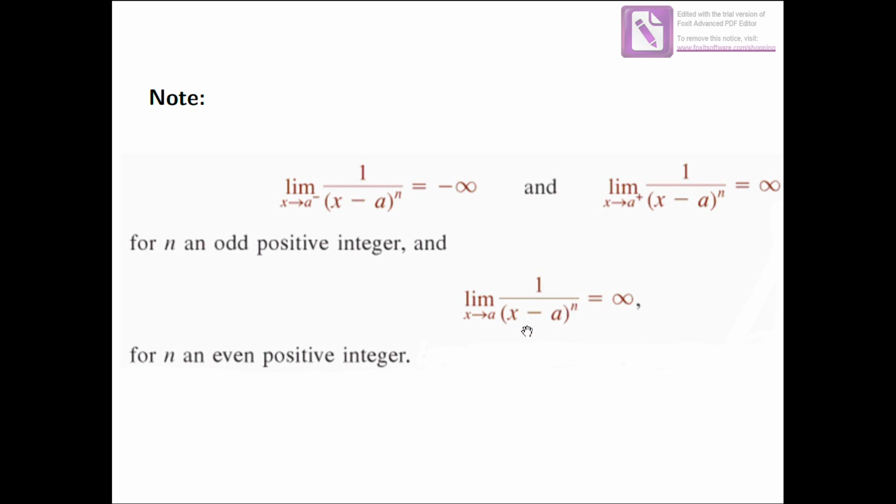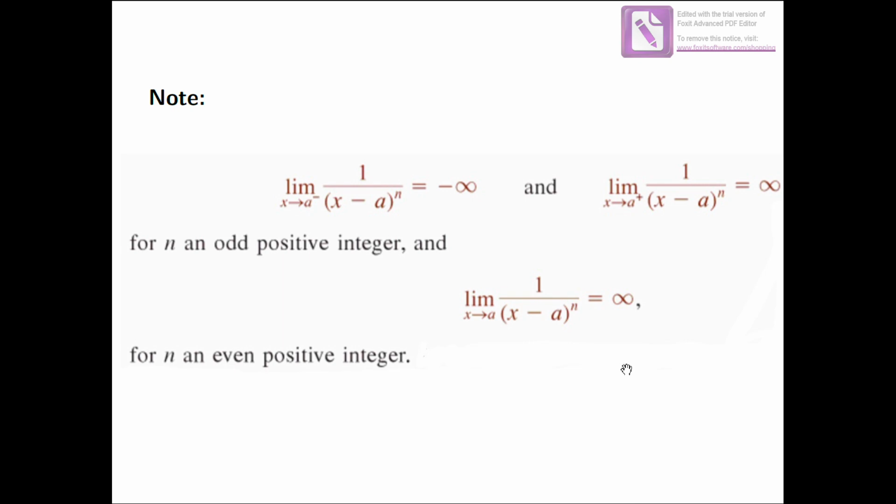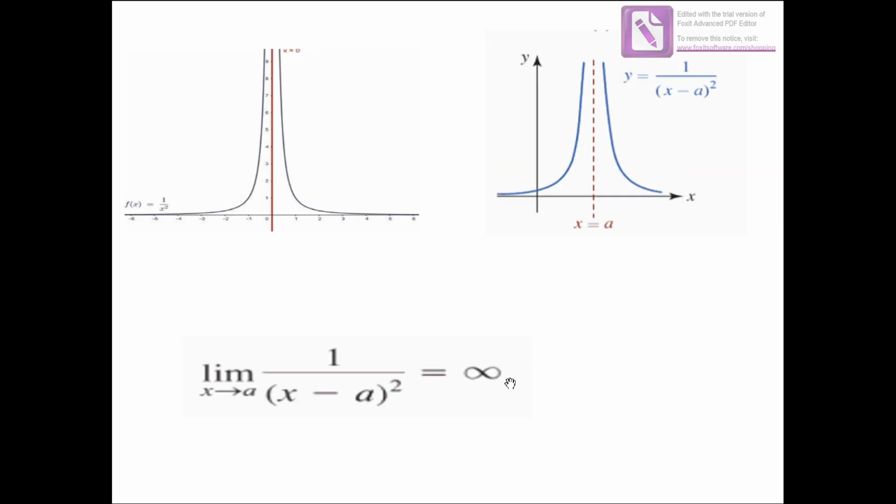Whereas if you have the limit of 1 over (x minus a) to the power n when x approaches a, the result will be infinity from both sides for n an even positive integer. So for an odd positive integer you have two results: from the left it is minus infinity, from the right it is plus infinity. But for an even positive integer you get infinity from both sides. If we apply this rule to 1 over (x minus a) all squared, this one is positive and even, and for an even integer the limit will be infinity, so that's why we get infinity.